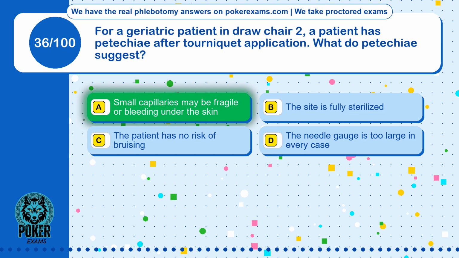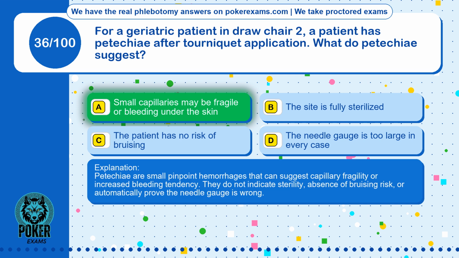The correct answer is option A. Small capillaries may be fragile or bleeding under the skin. Petechiae are small pinpoint hemorrhages that can suggest capillary fragility or increased bleeding tendency. They do not indicate sterility, absence of bruising risk, or automatically prove the needle gauge is wrong.